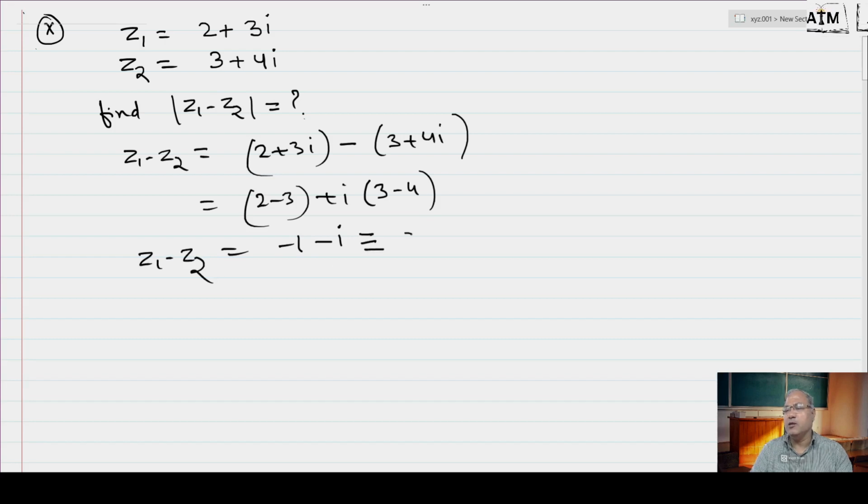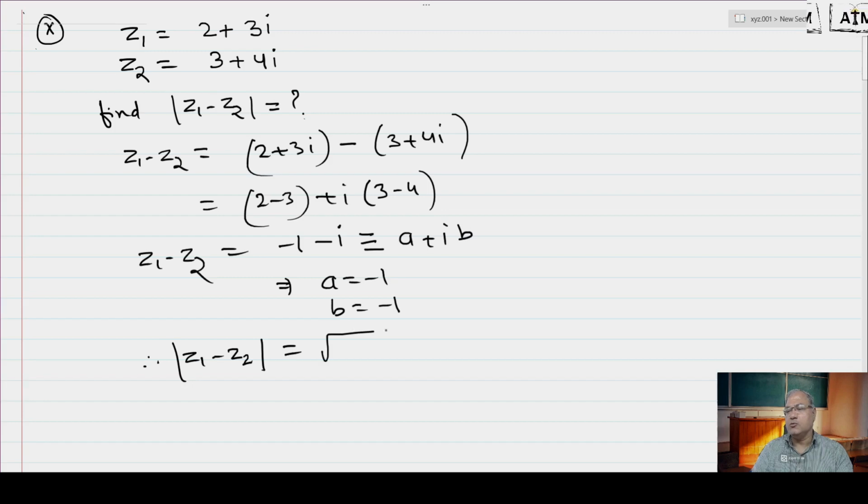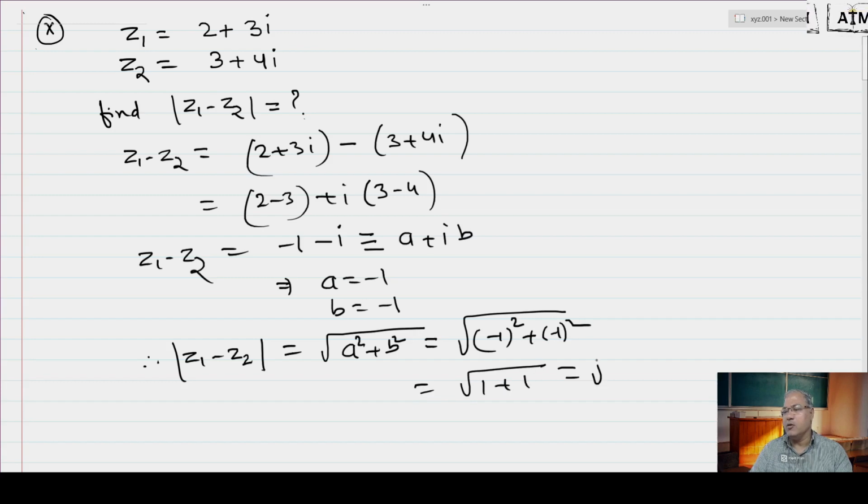Now comparing it with a plus ib, we get a equals minus 1 and b equals minus 1. Now the modulus of z1 minus z2 equals the square root of a squared plus b squared, which equals the square root of (minus 1) squared plus (minus 1) squared, which equals 1 plus 1, which is root 2. Therefore, the modulus of z1 minus z2 equals root 2. This is the answer.